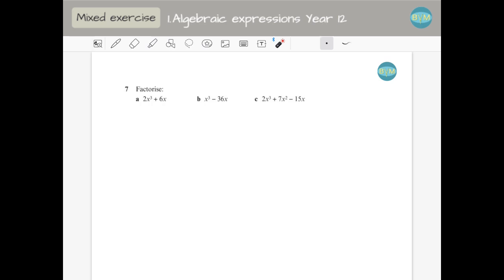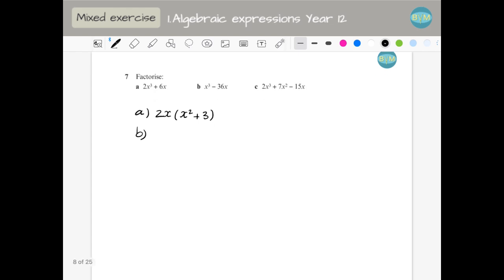Hello, this is question 7 on your mix exercise 1 from year 12, and we have to factorize these expressions. This one has only two terms, has x in both and has a number in both. So what we can get out is the highest common factor between 2 and 6, which is 2, between x cubed and x, which is x, and then I'm going to divide this expression by 2x, and I have 2 divided by 2, 1, and x cubed divided by x squared. And for the second term, 6x divided by 2x is just 3. So this is what I have to do to factorize it.